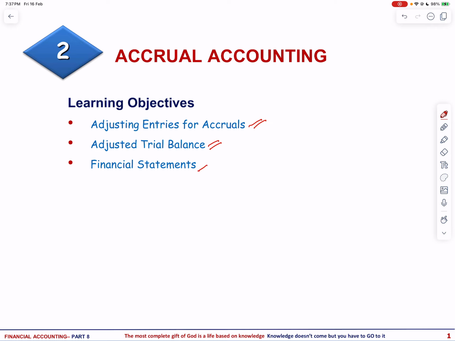Finally, we demonstrate the process of preparing an income statement and balance sheet after adjusting entries have been incorporated, ensuring the completeness and correctness of the financial reports.